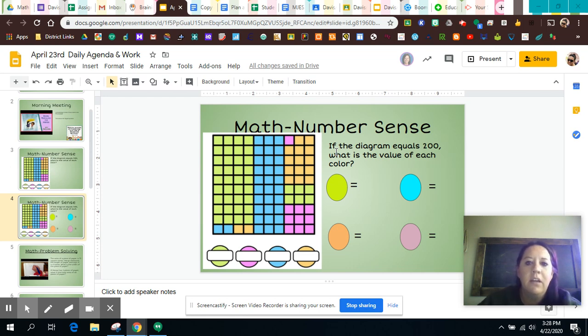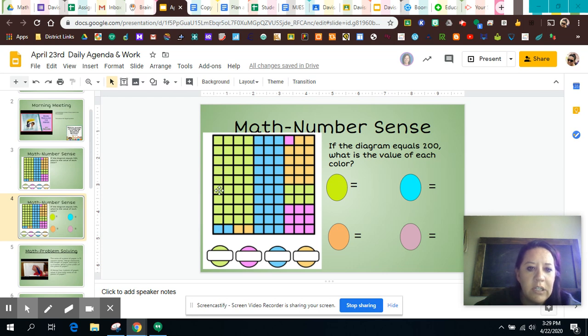To do that, I'm going to have to figure out the value of each section of the color. So this says that this whole thing equals 200. So I should know that a reasonable answer for these isn't going to be over 200. Like if I figure out the green one's 200, well, I know that can't be true because I have blue and purple and orange. So I have to know that each answer totaled altogether is going to equal 200.